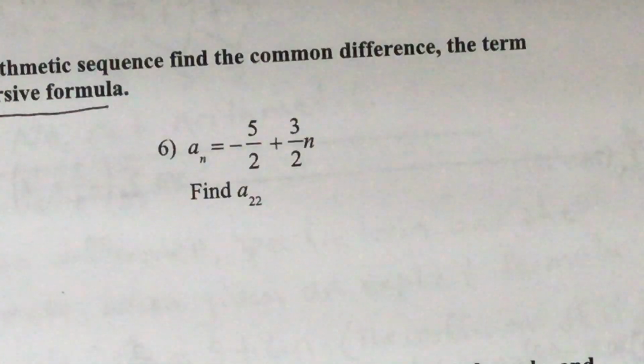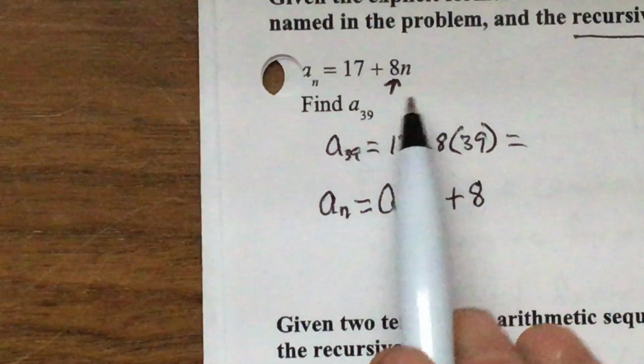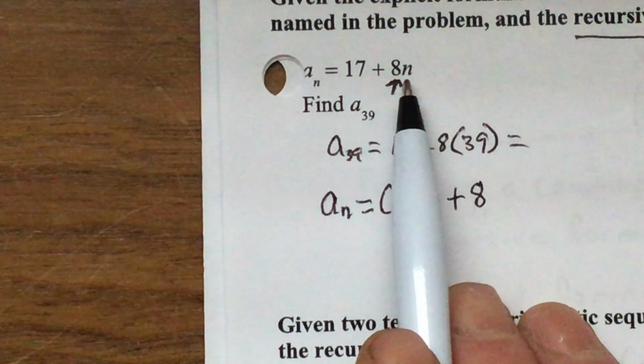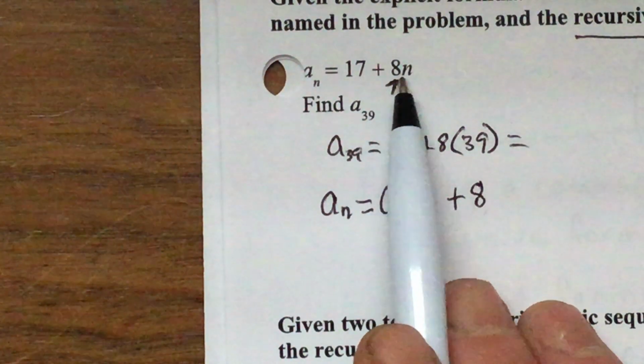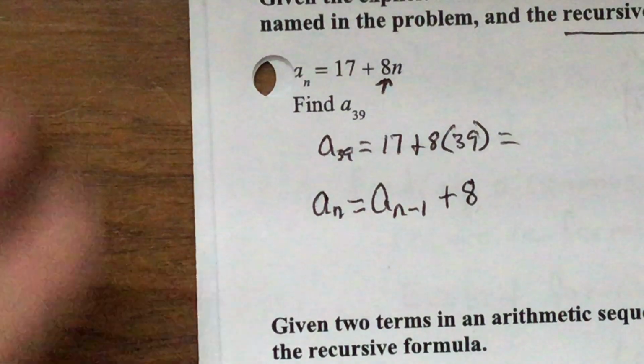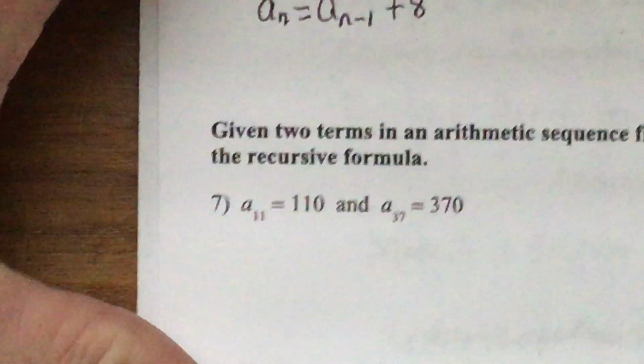So you solve that and you'll be done with this one. This one will be just like it. The common difference is like the slope. It's the number in front of the letter. All right, number 7 and 8.